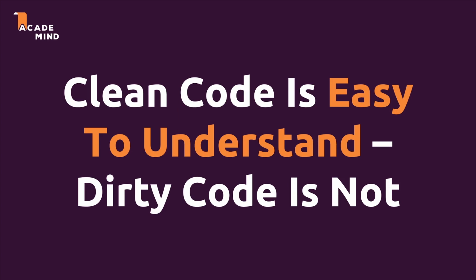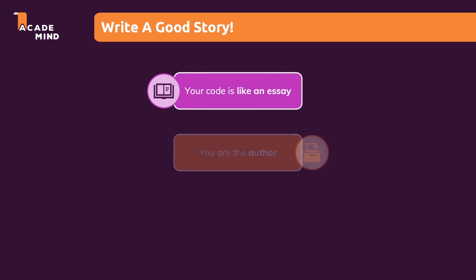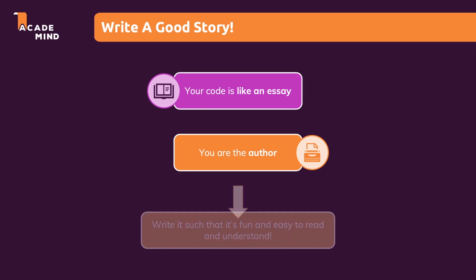So clean code is code which is easy to understand. Dirty code is not easy to understand. And as a developer, you should therefore treat your code like a good story, like an essay. You are an author. As a developer, you are the author of your code. And you want to write it such that it's fun and easy to read and understand your code. That should be your goal, and with this course, you'll be able to achieve it because I'm going to teach you a couple of techniques and rules that help you write cleaner code.